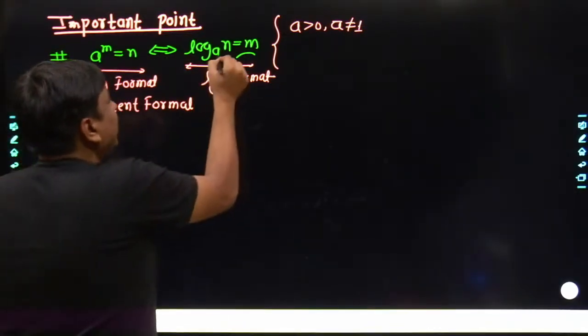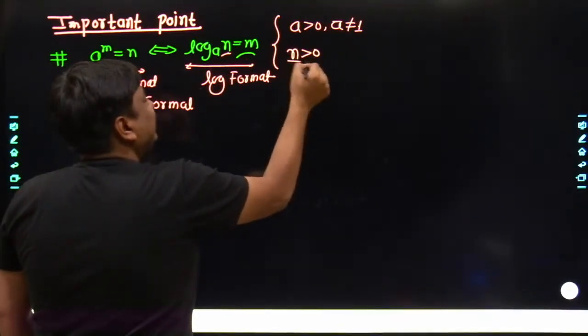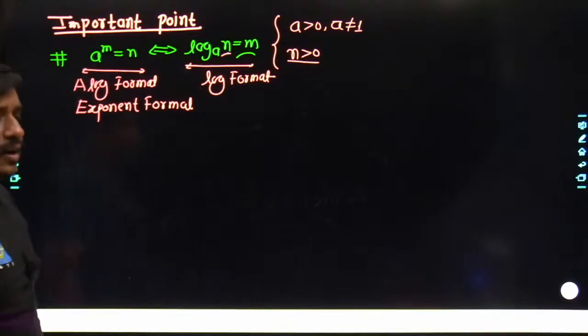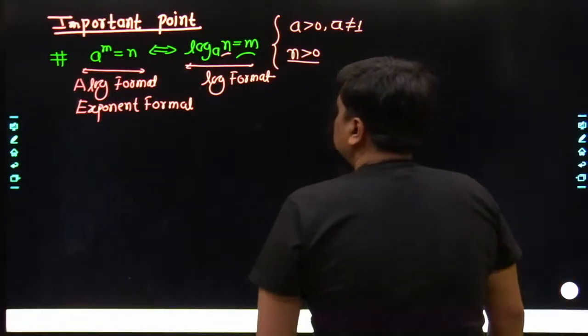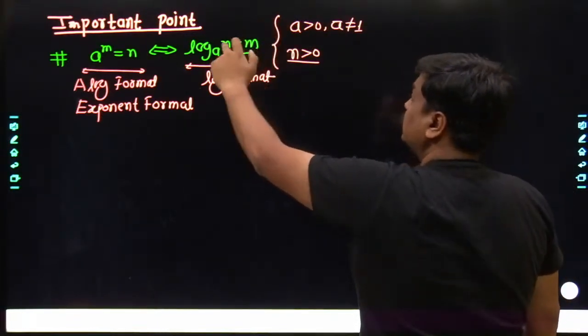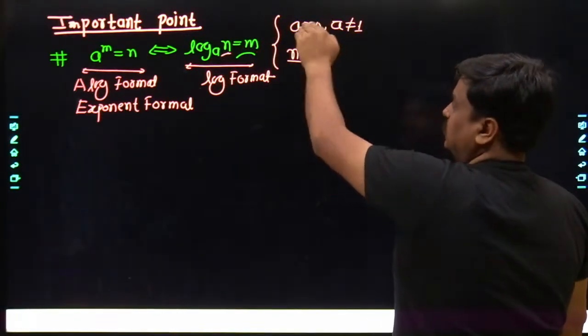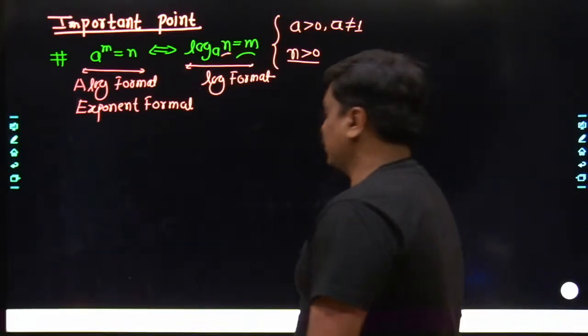And as far as n is concerned, n should always be greater than 0. Even it can't be 0. I repeat, if log base a of n has been m, then a has to be a positive value only, excluding a equals 1. That has been clearly mentioned over here, and even n has to be greater than 0.